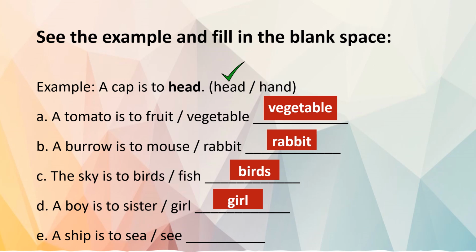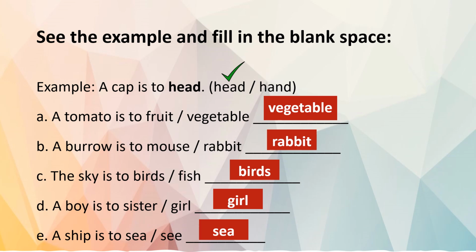The next one. A ship is to sea or see. They have given both options, sea and see. When we read the words, they sound the same, but both words have different meanings. One sea is water, and S-E-E is to look with our eyes. So a ship is to dash. Which one will come? S-E-A. Very good. A ship is to sea.